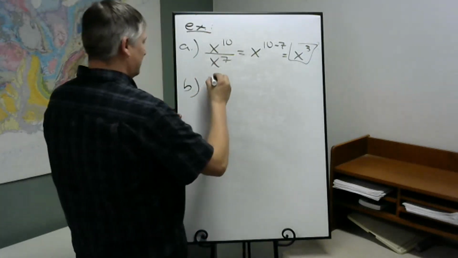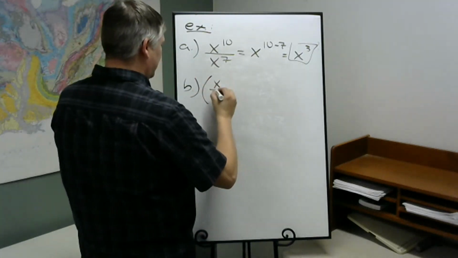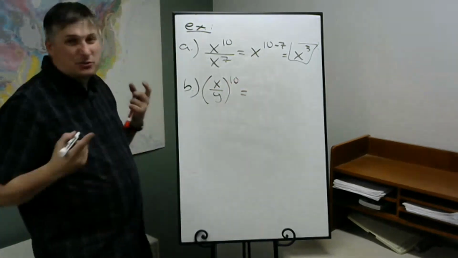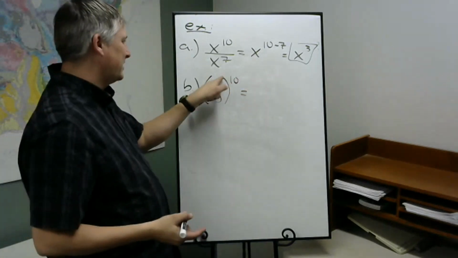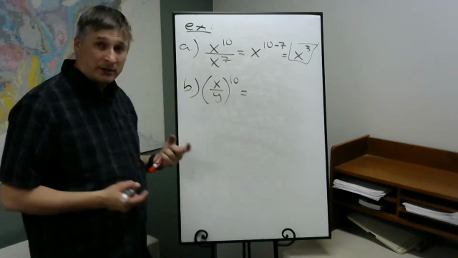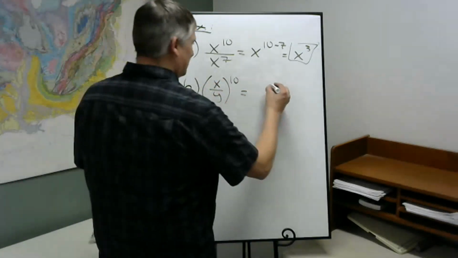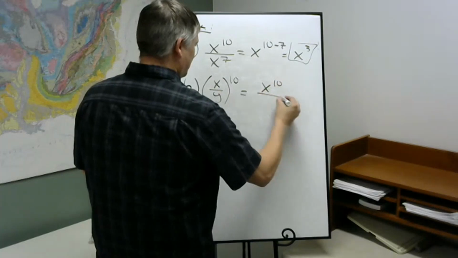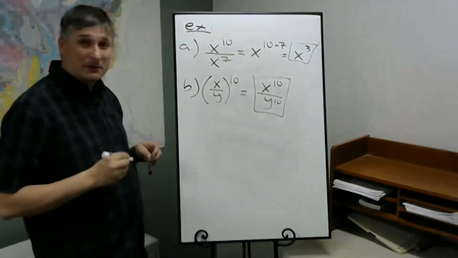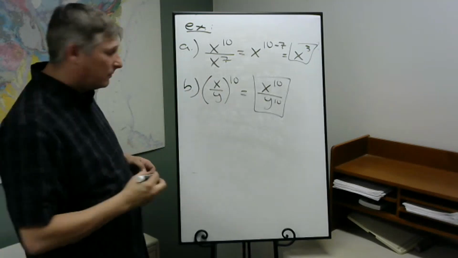For b, we have different exponents to the 10. And we can distribute the 10. Again, 10 times the 1 exponent is 10. 10 times the 1 exponent is 10. And there we go.